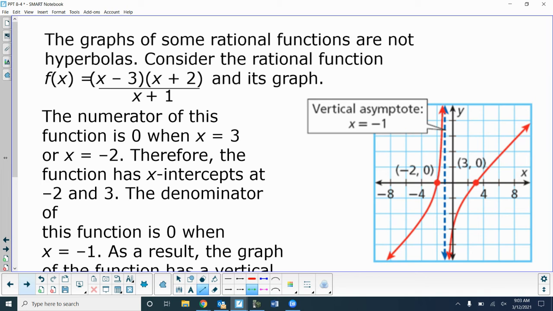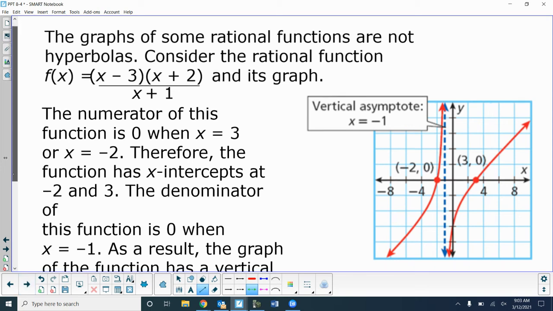So positive 3, -2. So there's (-2, 0), there's (3, 0). The marks are going by 2s. Right, Coli? Right. You're paying attention, right? You're not looking at your phone, right? Right.